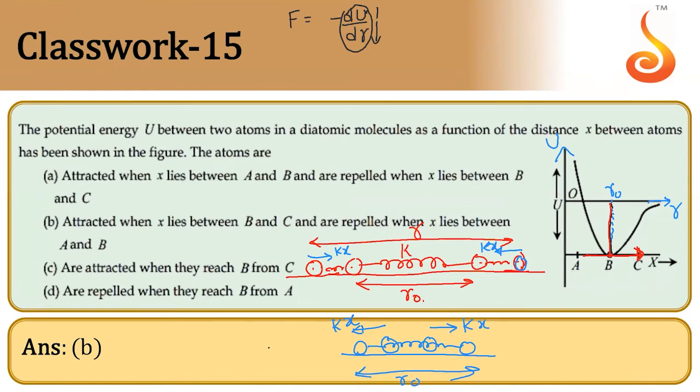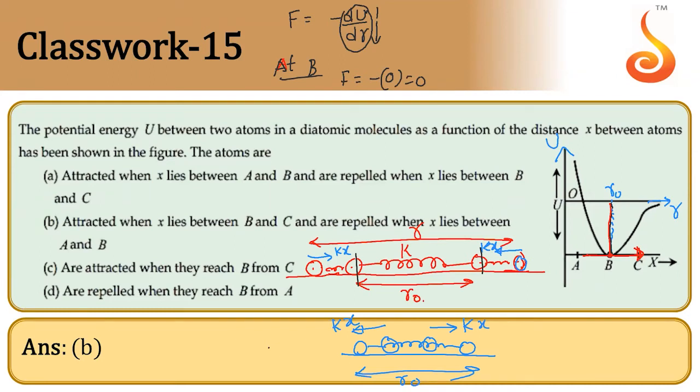Zero, positive or negative at point B? Zero. If slope is zero, see this all of you. At B the slope is zero, that is dU by dr is 0. So F is equal to minus of 0, equal to 0. The force between two atoms at mean interatomic distance is 0. Even here also 0, children, am I correct? Even if we have a spring between two atoms, when the spring is at natural length, the force will be 0.